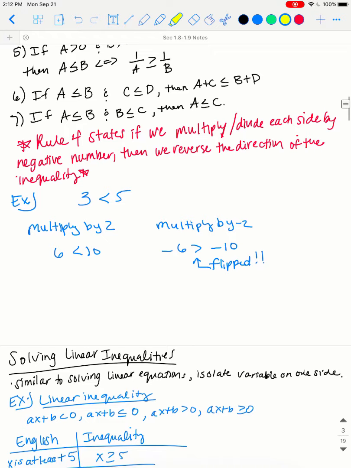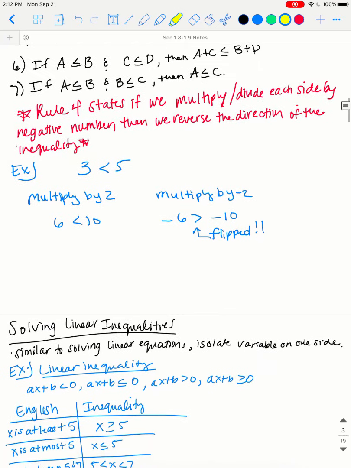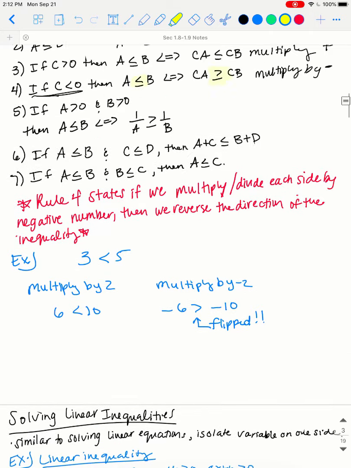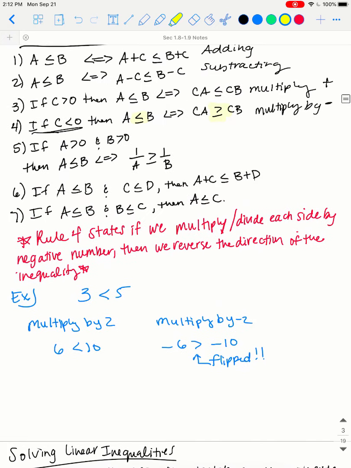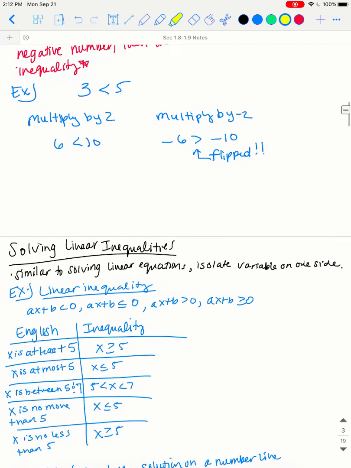And then this last rule is like the transitivity rule. So if A is less than or equal to B and B is less than or equal to C, then our A is also less than or equal to C, because B is also less than or equal to C. So the most important rule to remember is, if we're multiplying or dividing each side by a negative number, then we reverse the direction of the inequality. So here's an example. So say I have 3 is less than 5. If I multiply by 2, the inequality still holds. However, if I multiply by negative 2, the inequality flips.